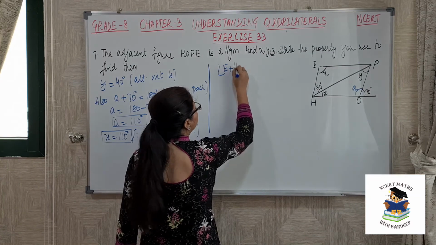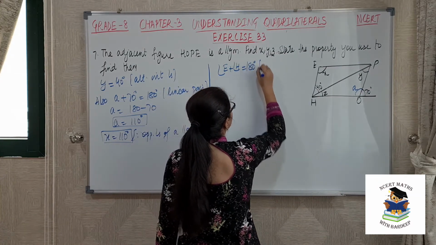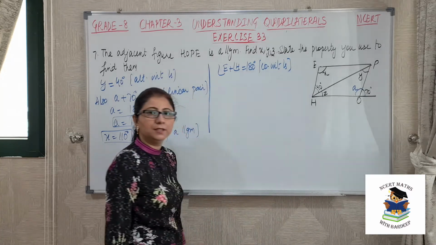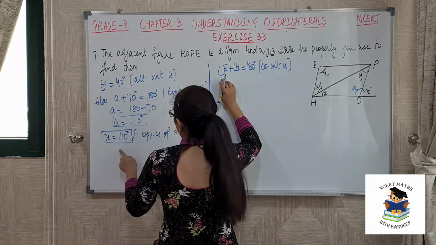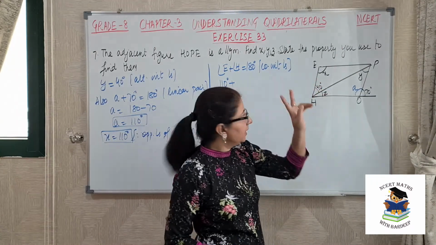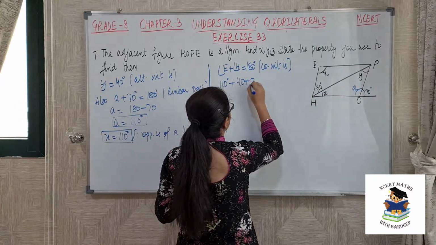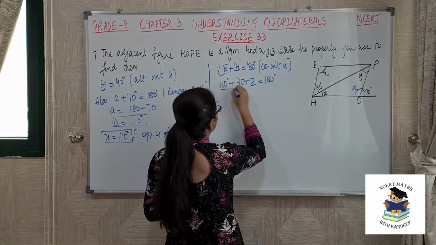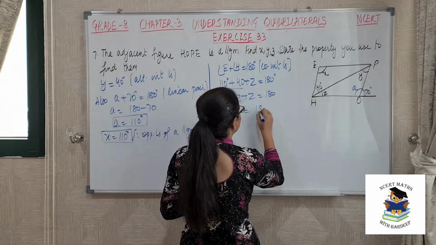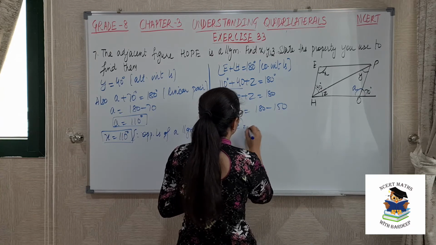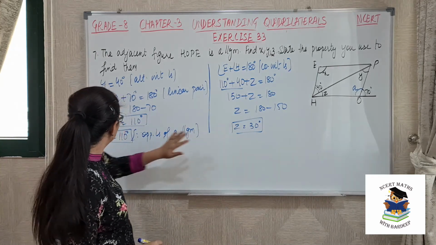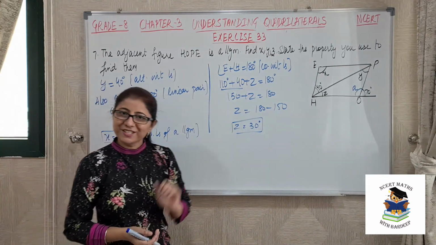Angle E plus angle H is 180 degrees. The reason is co-interior angles are supplementary. What is E? We have found it as 110. H is further made up of two angles, that is 40 plus z. So 40 plus z is 180. Together this is 150 plus z as 180. So what is the value of z? 180 minus 150, so z is equal to 30 degrees. Alright, so z is 30, x is 110 and y is 40 degrees.